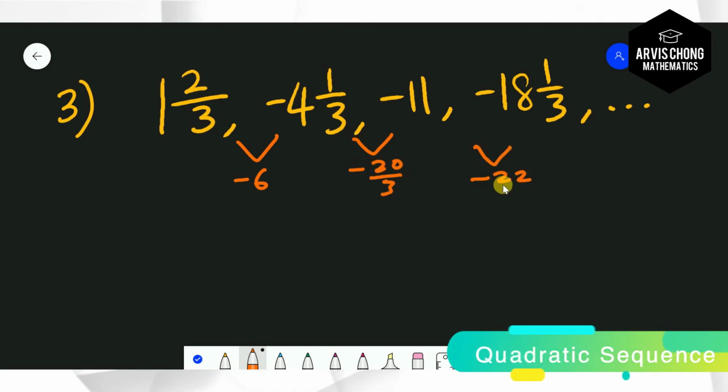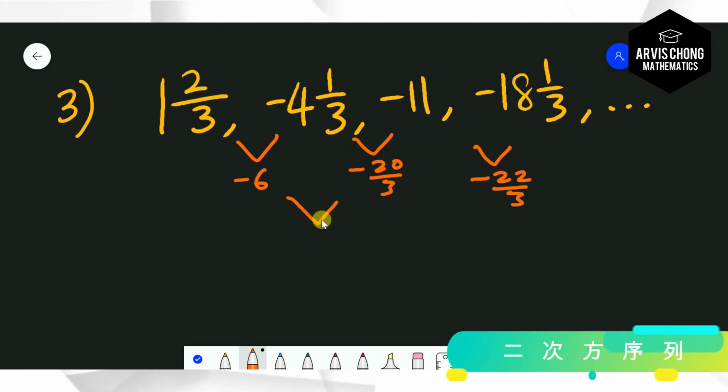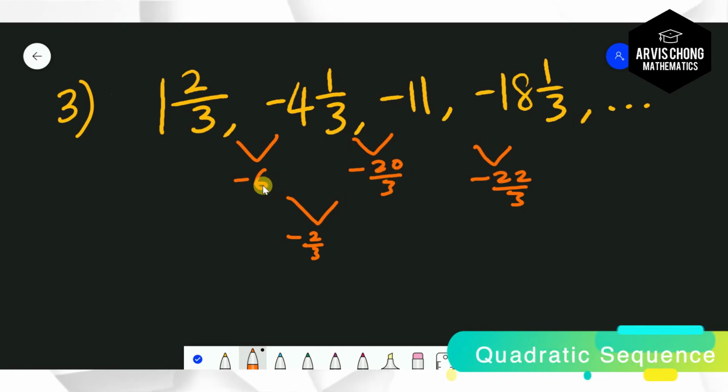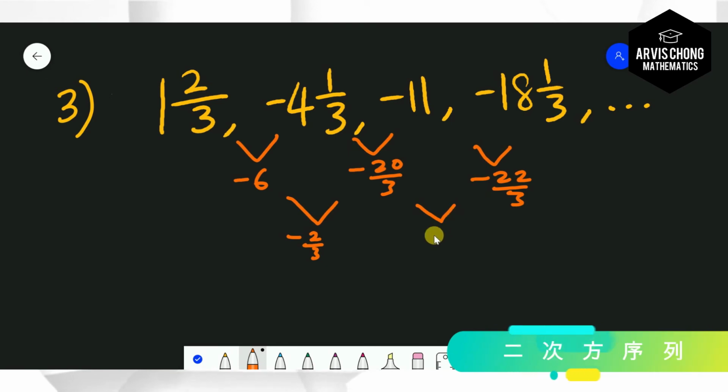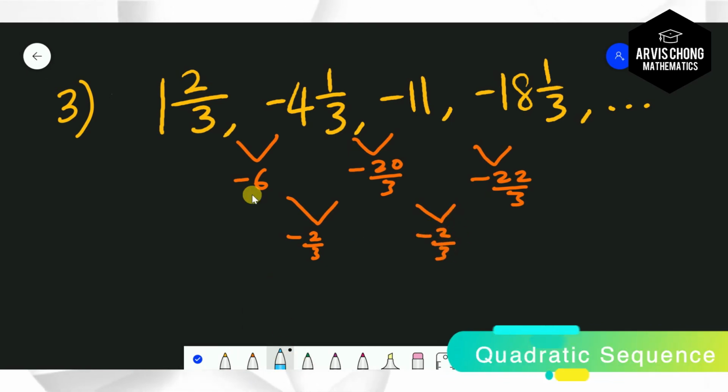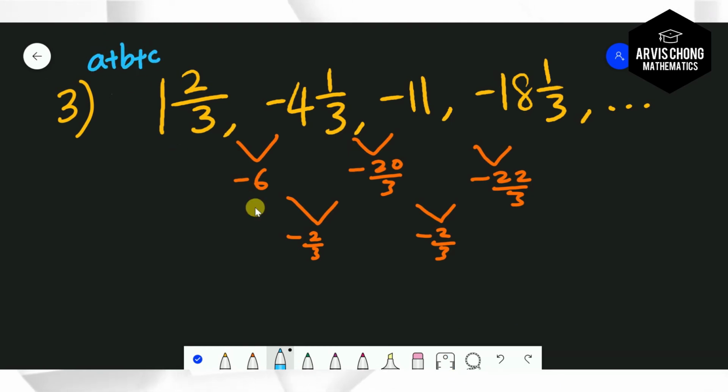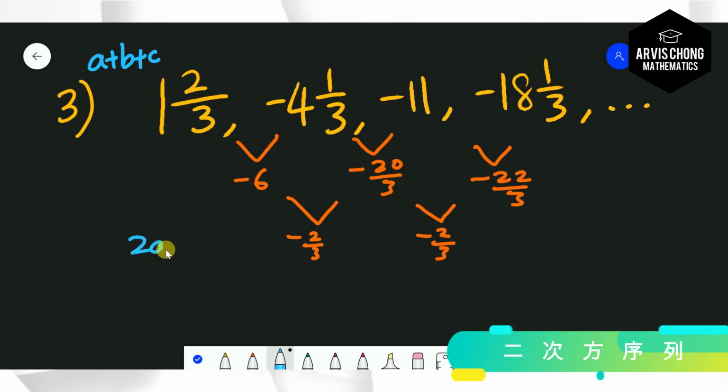Okay, then you need to keep on finding the difference here. So here is negative 2 over 3, right? If you take negative 20 over 3 minus negative 6. Okay, then the last one will be negative 2 over 3 as well. Okay, then we stop here, then we can apply the formula. The first layer is A plus B plus C, right? And then the third layer is 2A, then the second layer is 3A plus B.